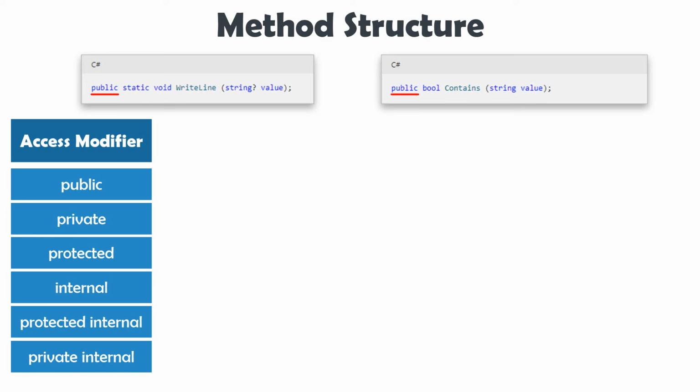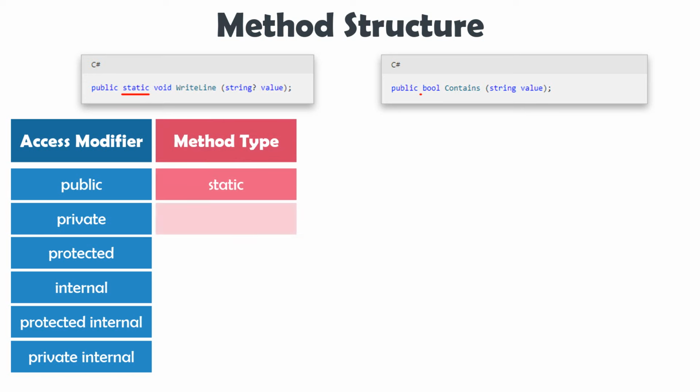We always use Invoke Method to invoke a public method. Public means that the type or member can be accessed by any other code in the same assembly, or another assembly that references it. After the modifier we have the method type. We have either the word static or nothing here. Static means that the method is a static method. If we don't have anything, it means that the method is a non-static method.